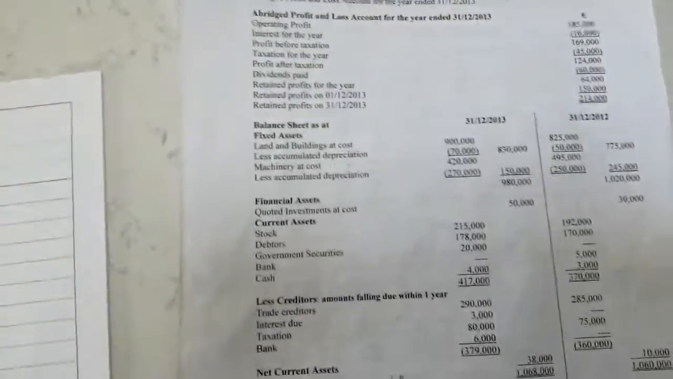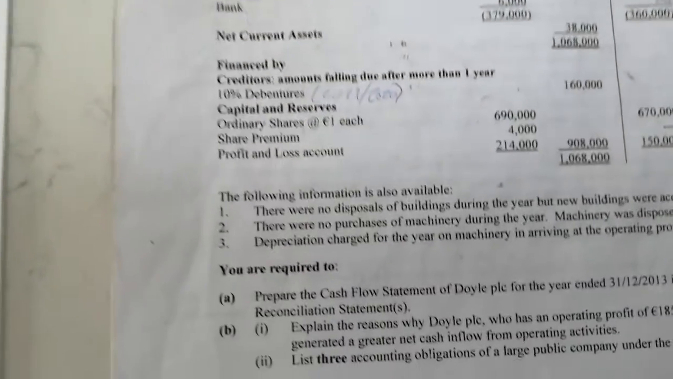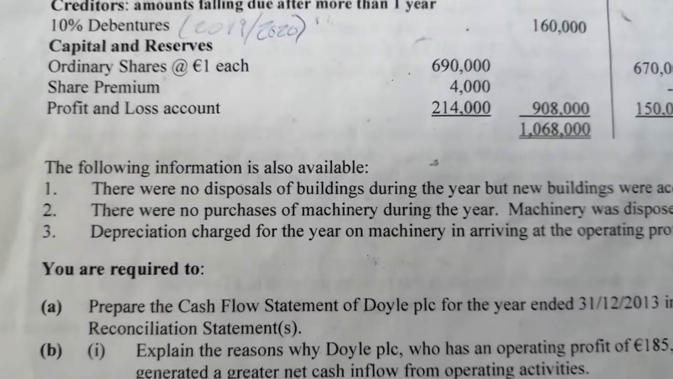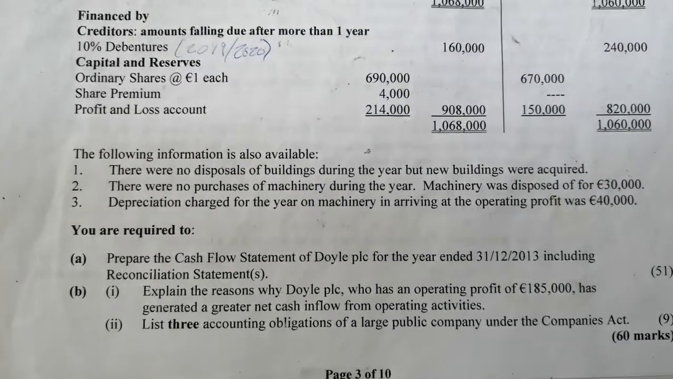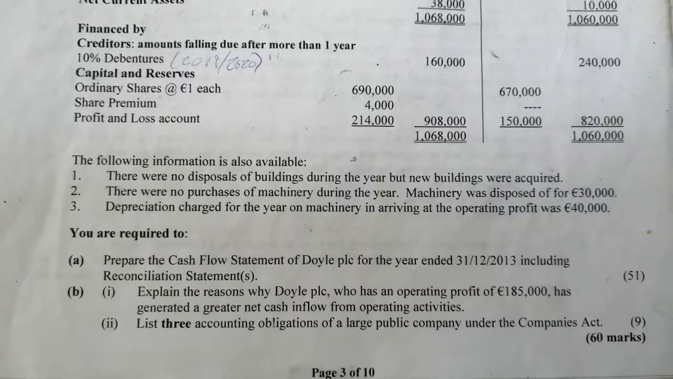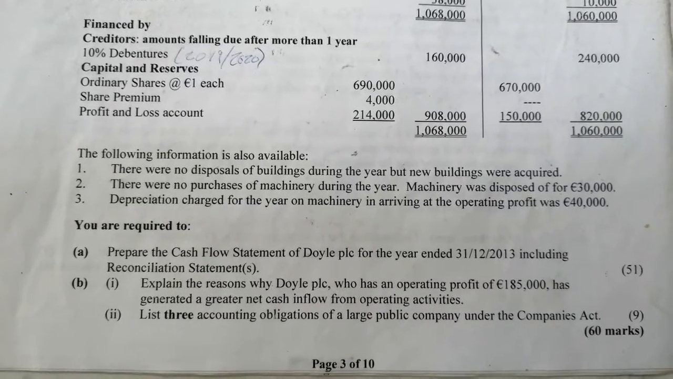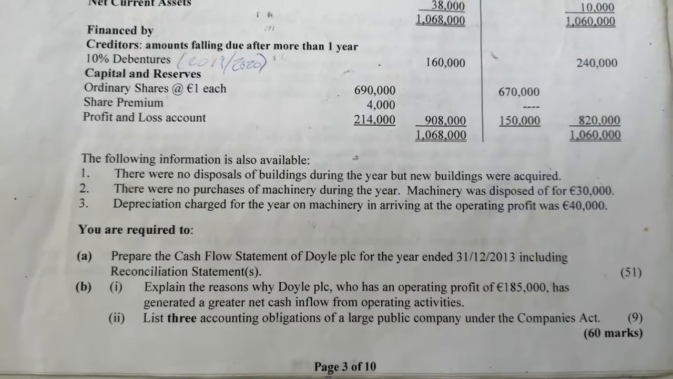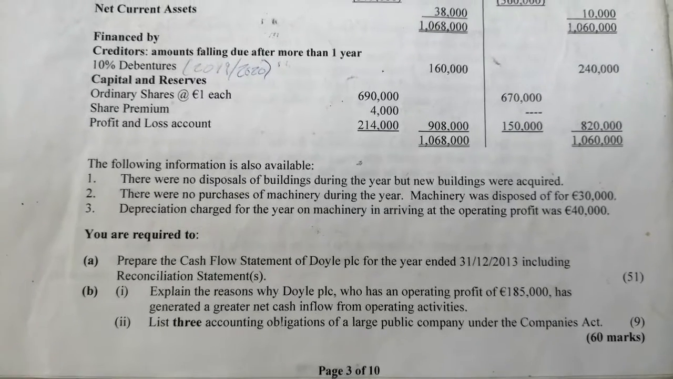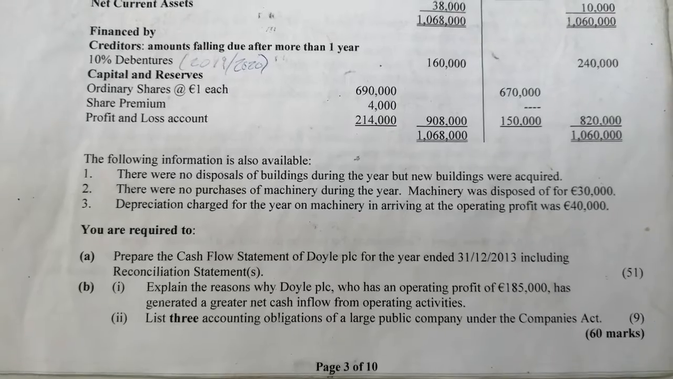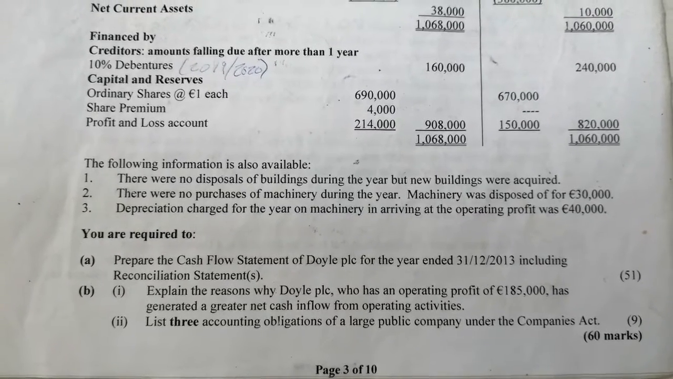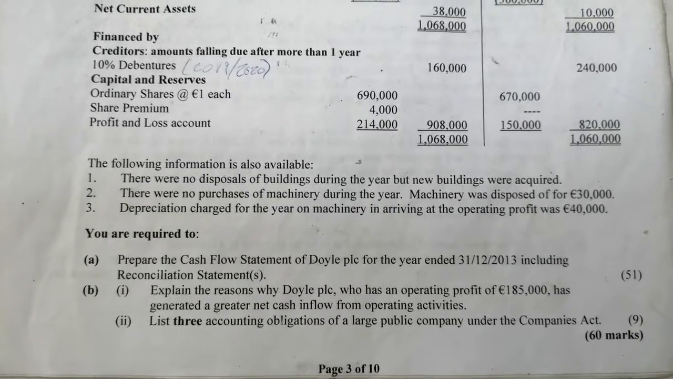Now, in the 2014 question, it's similar. Everything is the same, except if we go to part 2 on the bottom, it says there were no purchases of machinery during the year. Machinery was disposed of for 30,000. What that means is they've told us in this case what you sold the machinery for, what you got for it when you sold it. That was 30,000, but it doesn't say whether you made a profit or a loss or how much that profit or loss was.